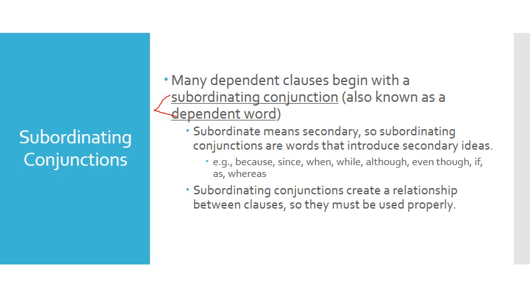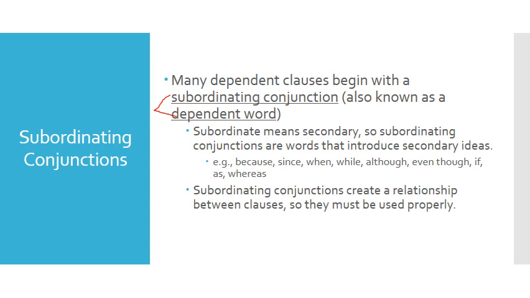Subordinate means secondary. It's not main. So when you say secondary, we don't mean the major or the main one. We mean secondary, the second one that comes in second, okay? So subordinating conjunctions are words that introduce secondary ideas, added ideas, extra ideas.